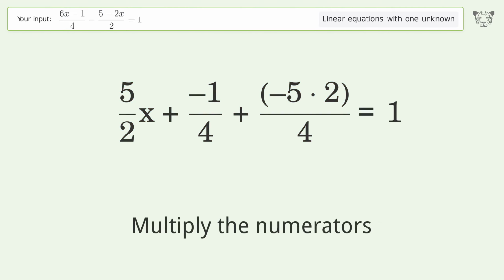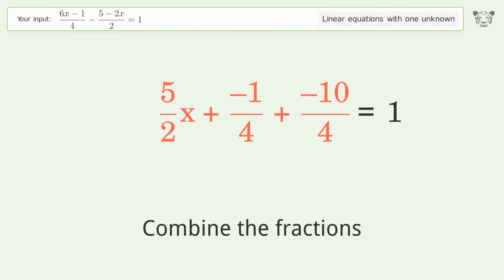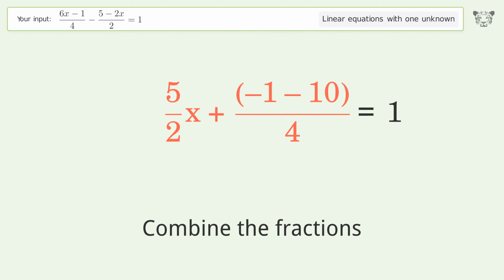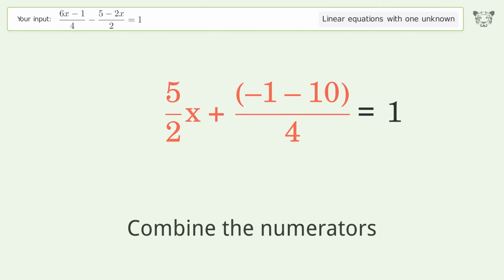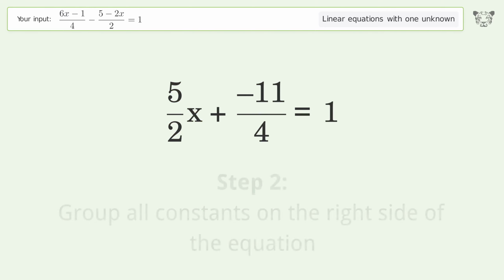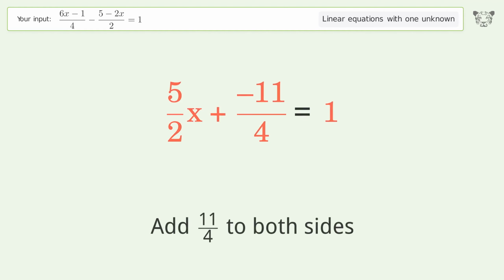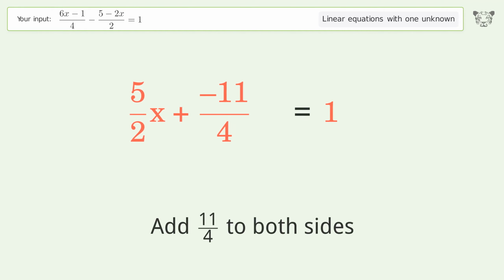Multiply the numerators. Combine the fractions. Combine the numerators. Group all constants on the right side of the equation. Add 11/4 to both sides.